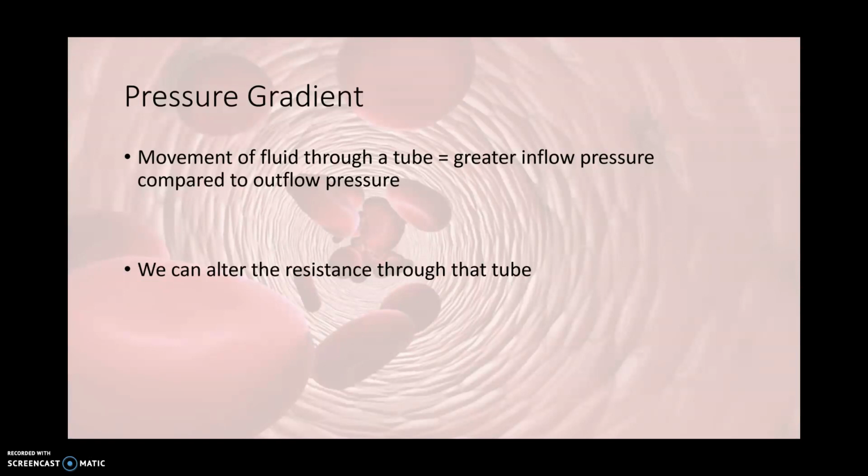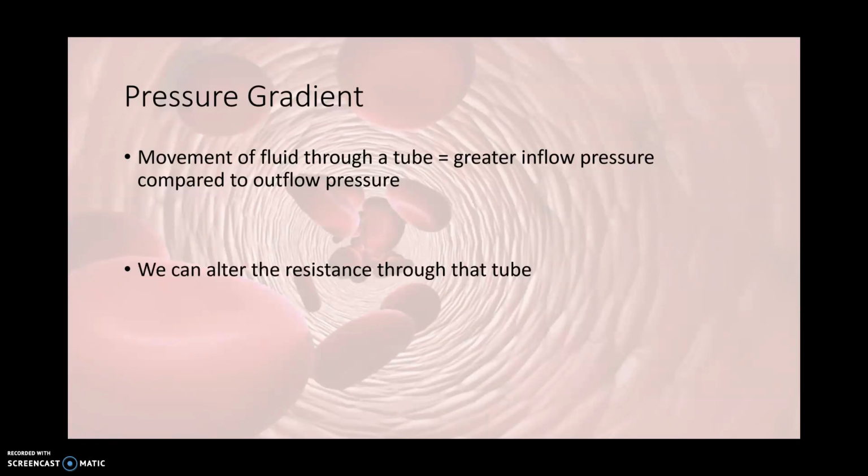So we can alter the resistance through that tube. How do we do that? 1, with the length and the diameter. If we double the length, we will double the resistance. So if we double the length of a vessel or any sort of airway conducting tube, if we double the distance, we're going to double the resistance. That makes sense, right?